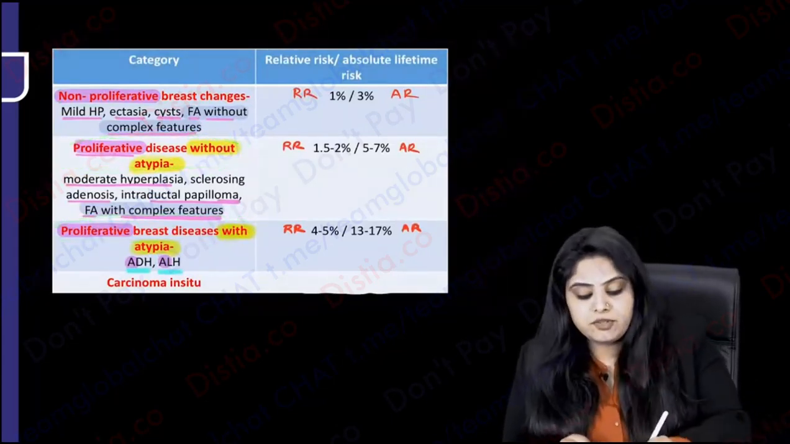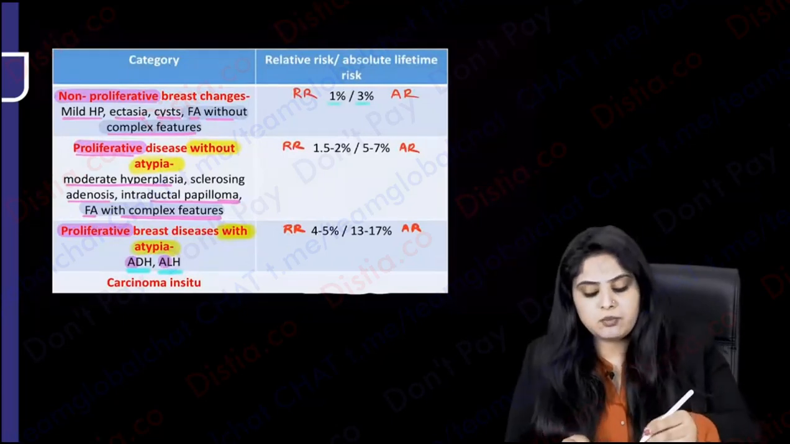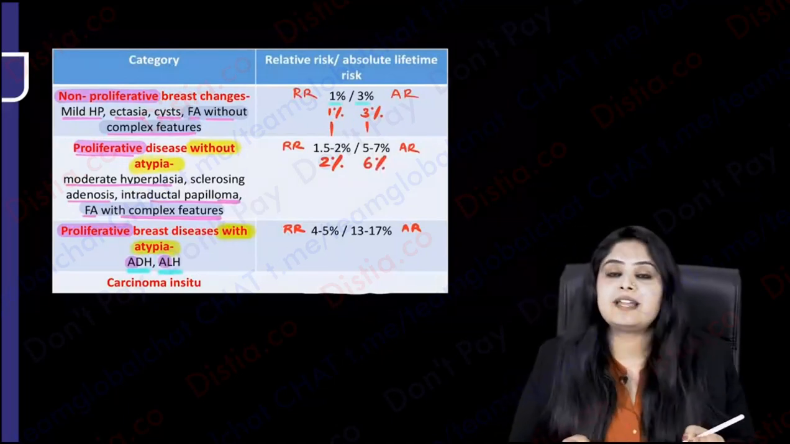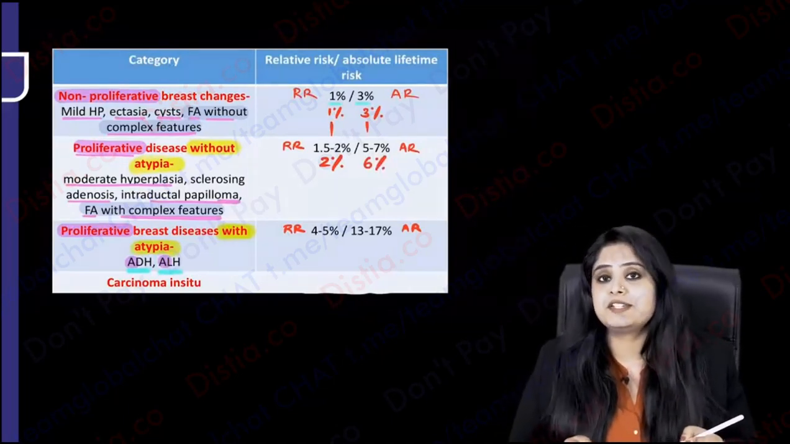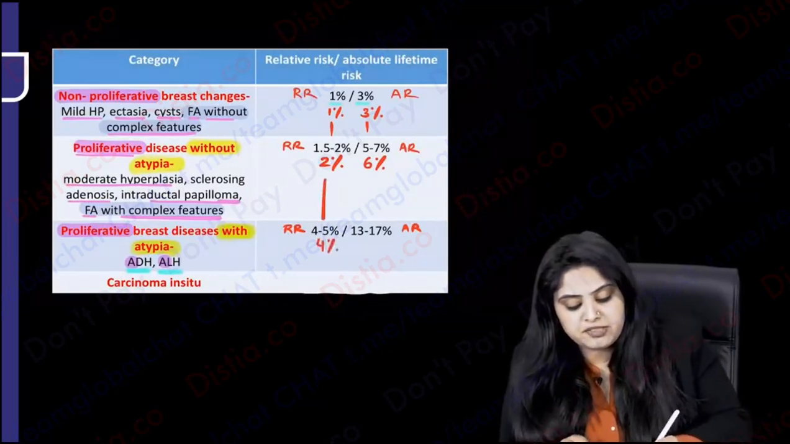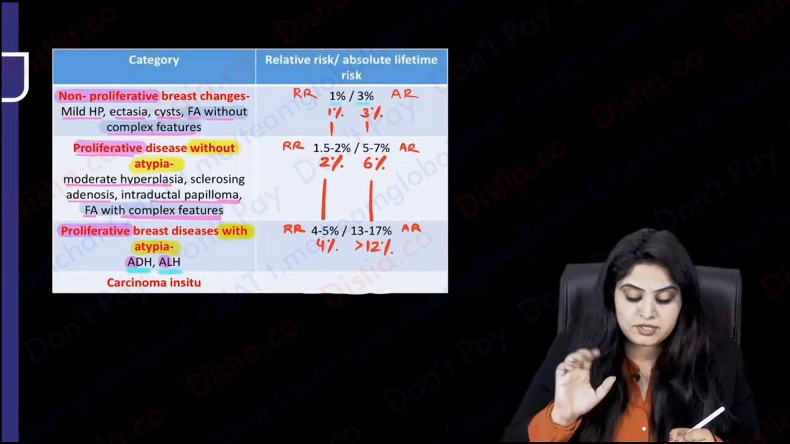Now after that, the relative risk and absolute risk of the non-proliferative is 1 and 3, double it up. What is the double of 1% and 3%? Double of 1 is 2 and double of 3 is 6. So for the next category, I learned it as 2 and 6%. Then in the next category, I decided to double it up. I've done roughly 4% and then more than 12%. So I hope with learning these estimates, things become a little sorted.